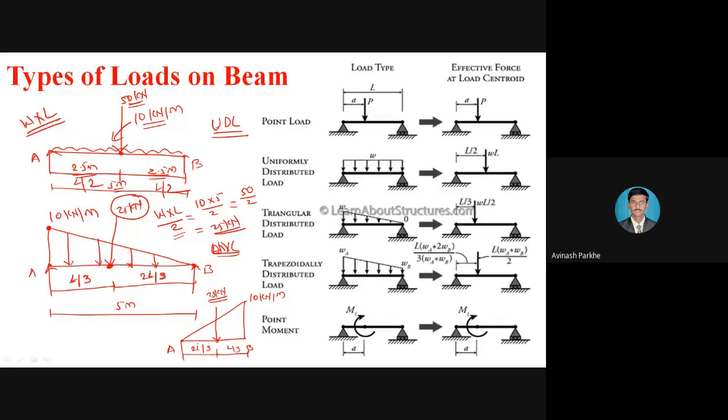Have you understood the basic difference between the UDL and UVL? Does anybody have any problem? Have you not understood how UDL is converted into a point load and how UVL is converted into a point load, and what their distances are? Yes, have you understood all the things?